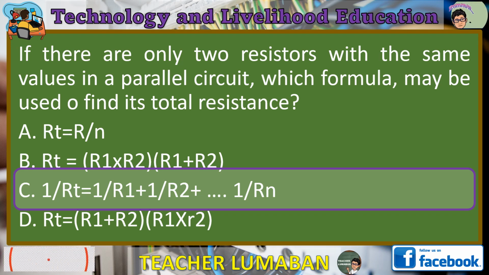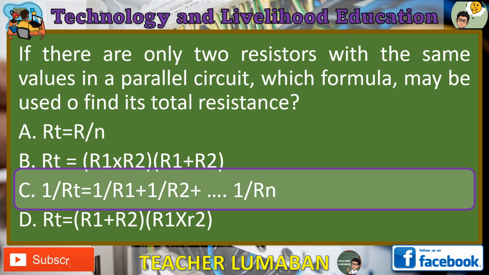The incorrect answers are: A, R total equals R divided by N. This formula assumes there are N resistors in the parallel circuit, which is not applicable to the given scenario of only two resistors.